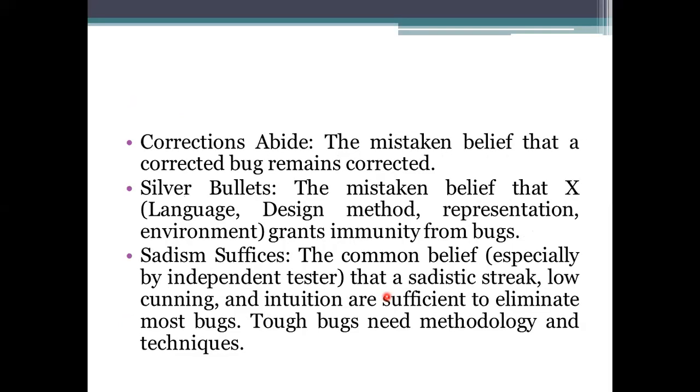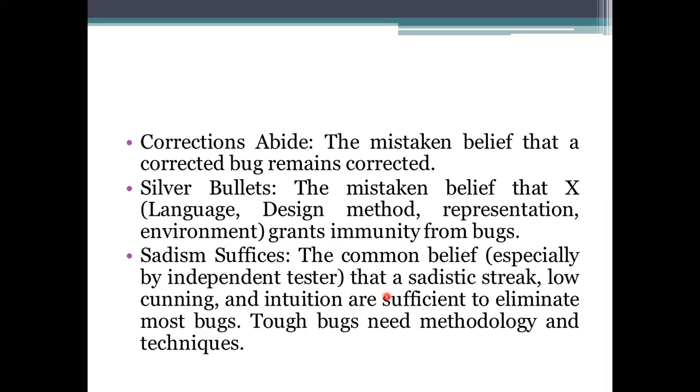And corrections abide means whenever you are doing corrections, we need to find out whether the correction you have made for this bug has been applied to all the places or not. Whether the correction you have made at this stage is leading to another bug, or is clearing that bug or not, we should know.